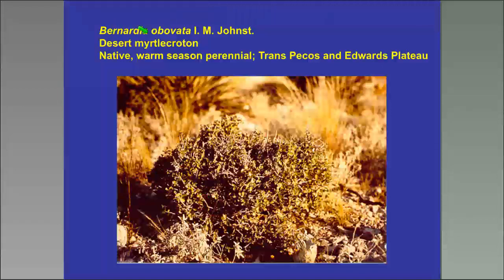The other one is Bernardia obovata, called the desert myrtle croton. Again, native, warm season perennial, occurring in the Trans-Pecos and the bottom and the western edge of the Edwards Plateau. Notice how gnarled it is, and that stems, because these Bernardias are preferred browsing tissue for white-tailed deer. The leaves are also known to be used as green chop by turkey, and the 3-locular capsule or the 2-locular capsule on the Bernardia obovata here are excellent quail and turkey food.